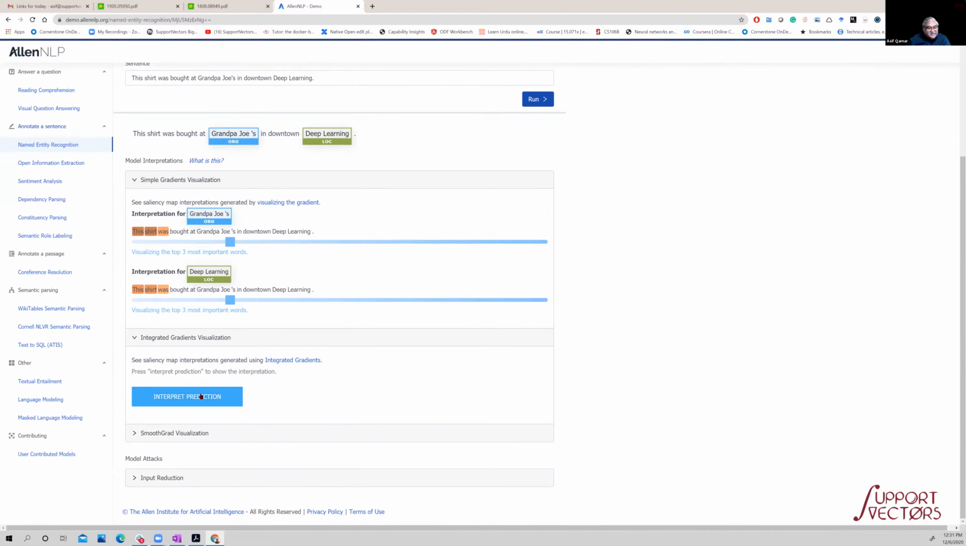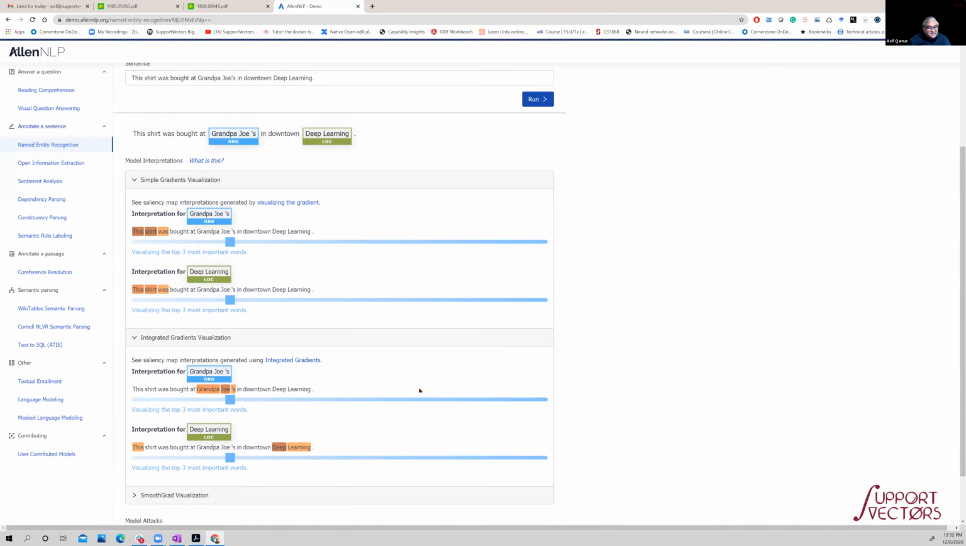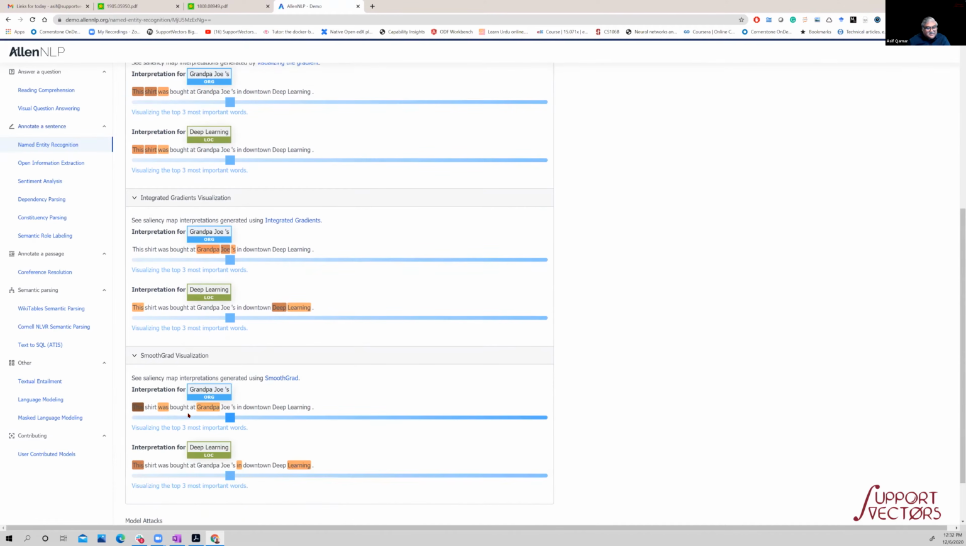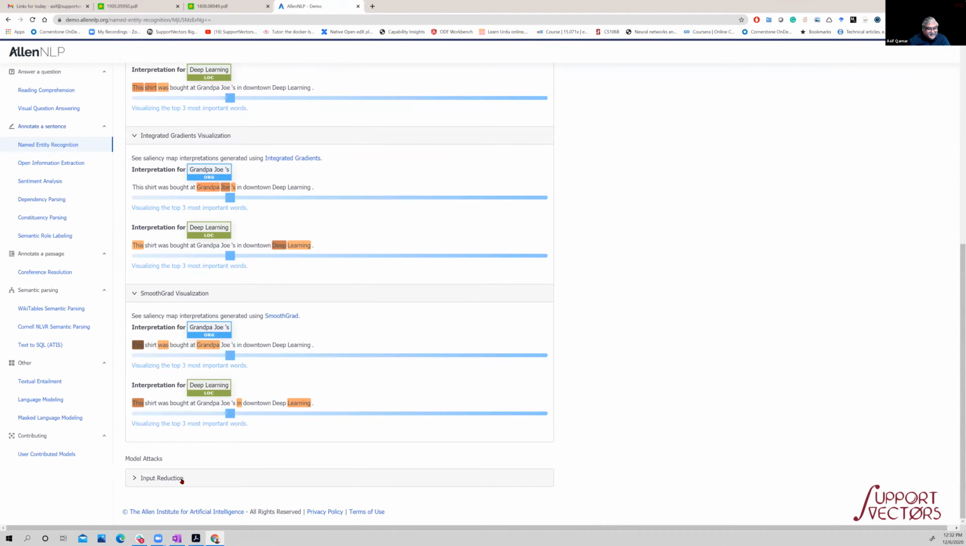Now, anyway, this is just a way of seeing what is happening. Again, Grandpa Joe's organization paid a lot of importance to Joe, to figure that out. And then deep learning, downtown deep. So you can imagine that the word that follows downtown would be the most important word. Whatever it is, it will weigh towards a location. And so it seems to be that. There's a little bit of visualizations you guys can play with.